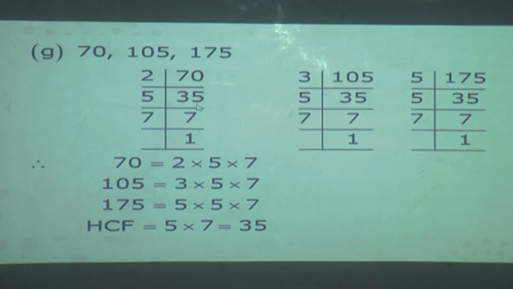In ones place it has 5, so it is divisible by 5. So 5 7s are 35. 7 1s are 7. Prime factors of 70 are 2 into 5 into 7. So let us find the prime factors of 105.